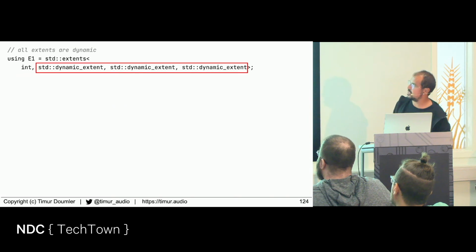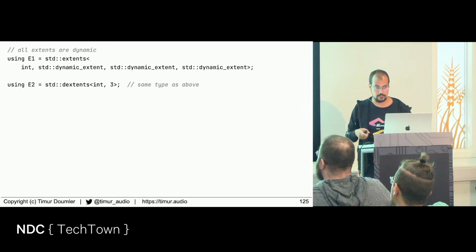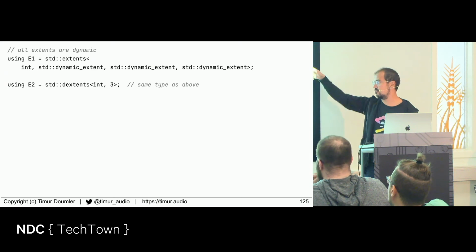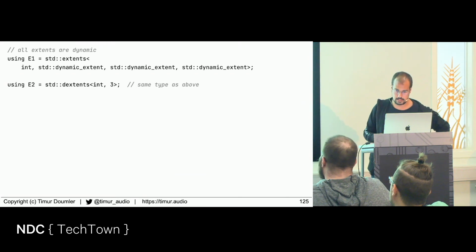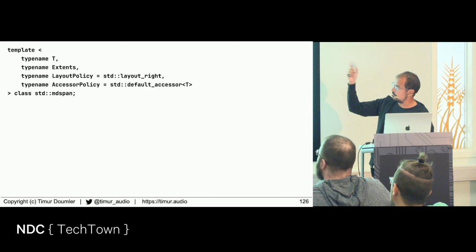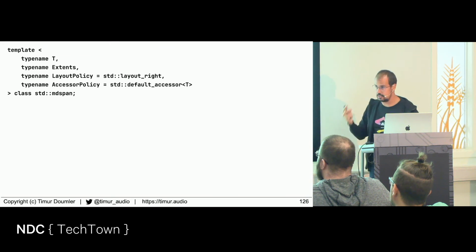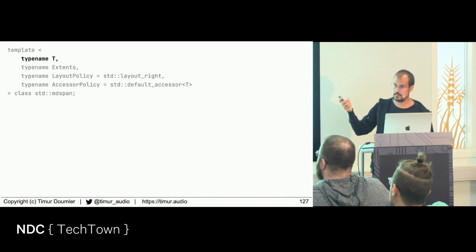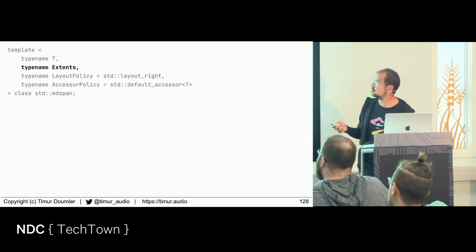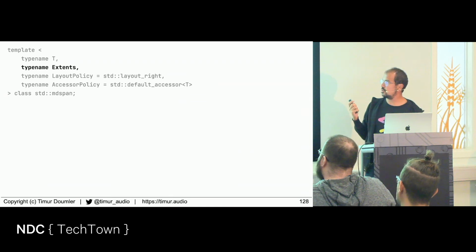But if all of them are dynamic, then there is this very handy typedef, which is called std::dextents. It just means three dimensions, all of them dynamic extents. So that's very cool. And actually, here's the full declaration of mdspan. It has four template parameters. The first one is obviously the element type. The second one is the extents. We already talked about this. Let's briefly talk about the other two.